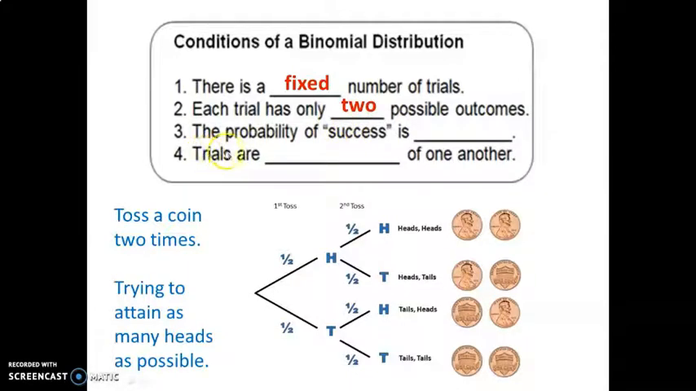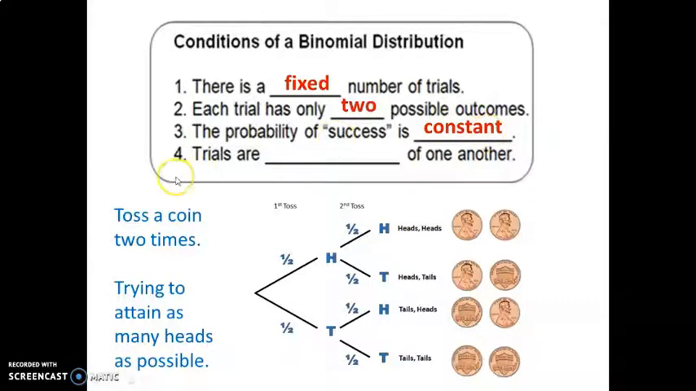Condition 3, the probability of success is constant. That means the probability throughout the trials, the chance of getting a success, is always the same. And in this case, that's true. The chance of getting a head, which we're calling a success, is always the same. 50% chance here, 50% again. If we had more trials, it would be 50% each time.